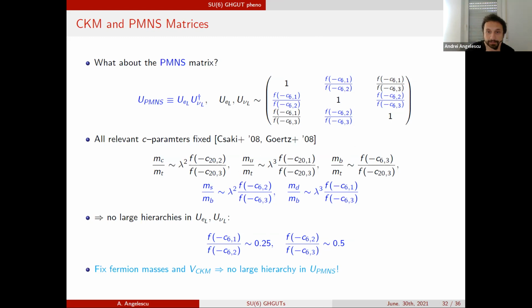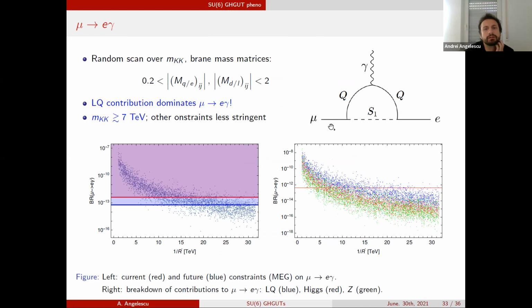Okay, also here quickly on the most important flavor bound we computed. This is mu to e gamma, which proceeds through these kinds of loops. And it turns out that the dominant contribution comes from the leptoquark running in this loop. So this is something new compared to other extra dimensional models, where you wouldn't have this light leptoquark. Basically, this bound from mu to e gamma also pushes your KK scale close to 70 TeV. And this coincides with the bounds coming from the leptoquark mass, which pushes the MKK to a similar scale.